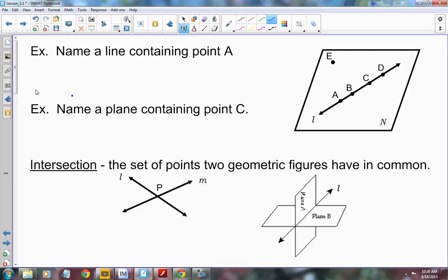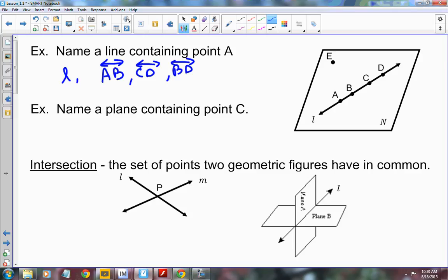Alright, so we're going to name a line containing point A. That's the easiest way: L, right? But what if that L wasn't there? How else could I name that line? AB with a little mini line over it. Very good. Would I ever use more than 2 letters? No, I could name it CD. And you don't have to name all of these, I'm just kind of talking about it. You could do BD, AD, several different things. All right. Let's look at the next one.